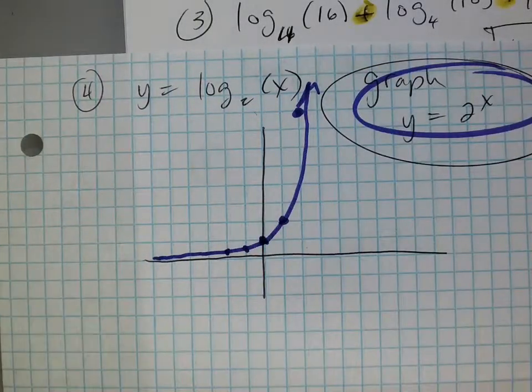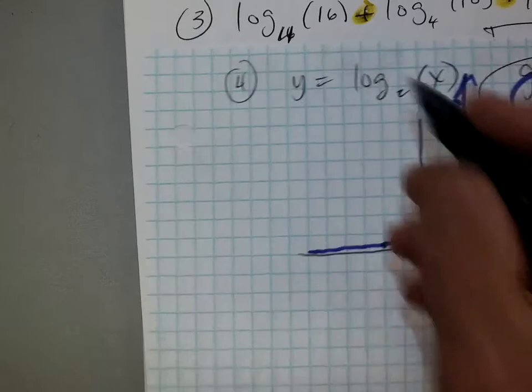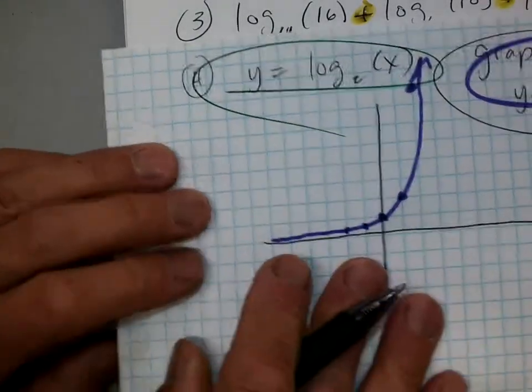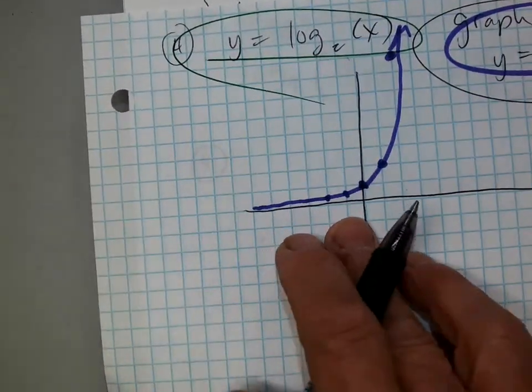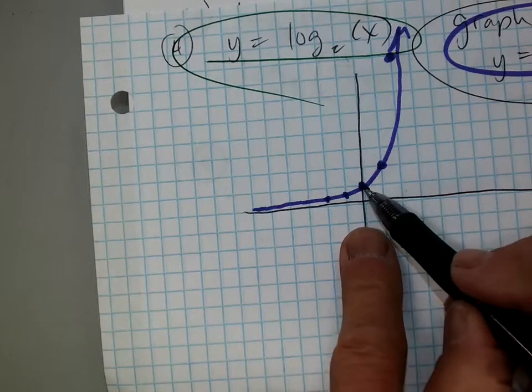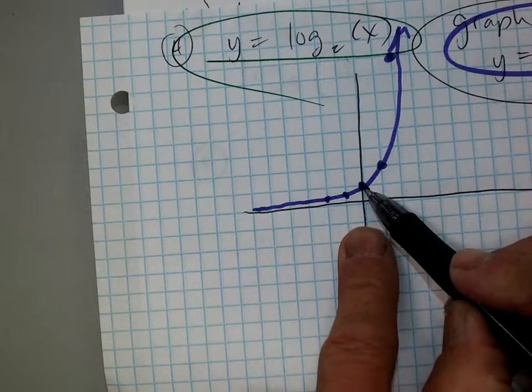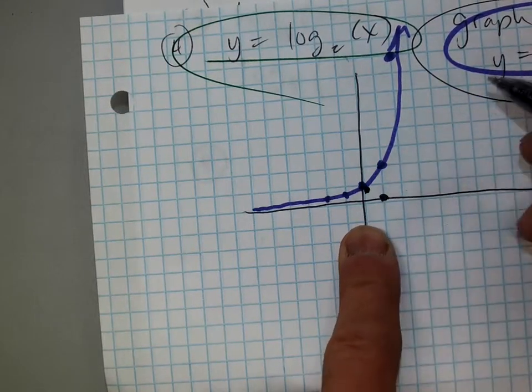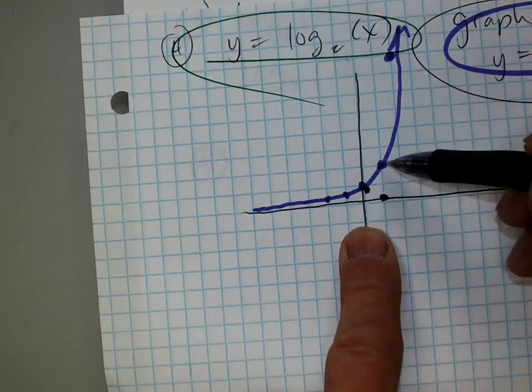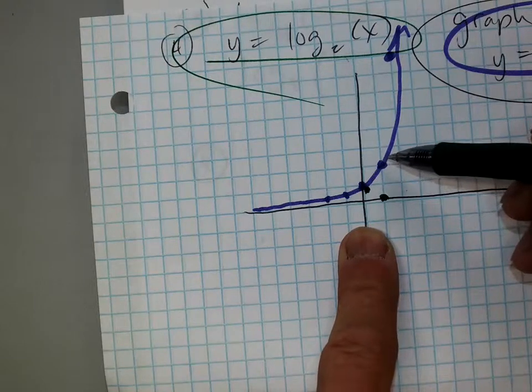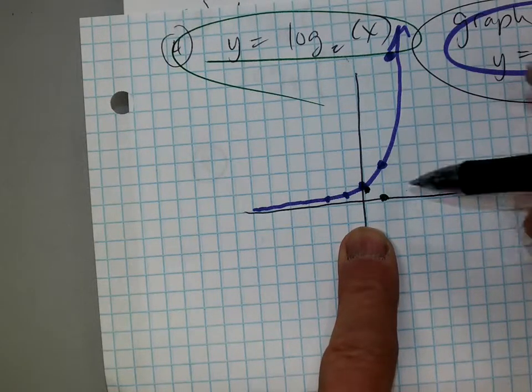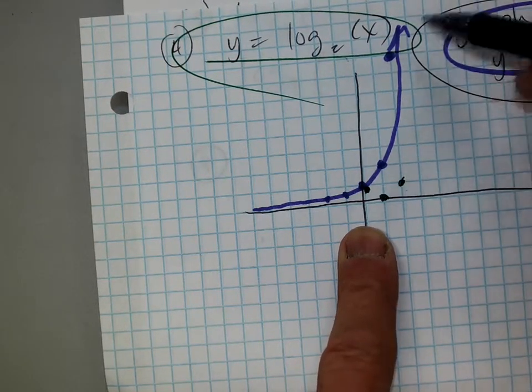Okay, now to get the log, we're just going to reverse it, because the logarithm is going to be the inverse of it. So let's go back and do the log in green. Okay, so how do you do the log? Well, all right, so this point right here, let's do its inverse. This point is at the point 0, 1. The opposite would be at 1, 0. Capiche? This point here is at 1, 2. Its inverse is at 2, 1.